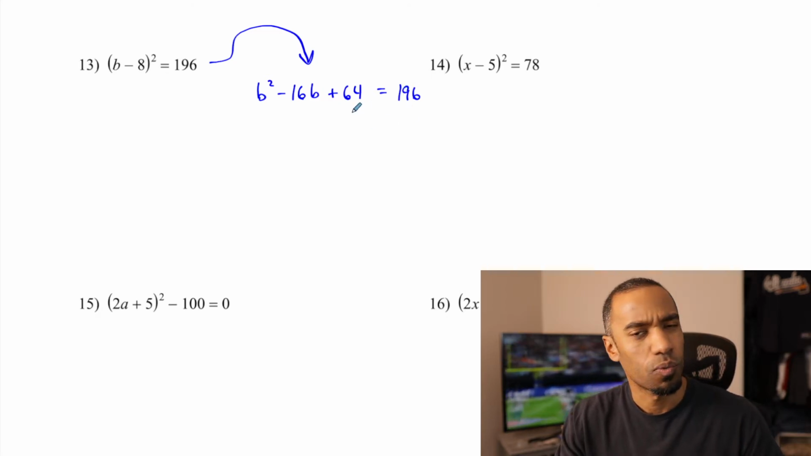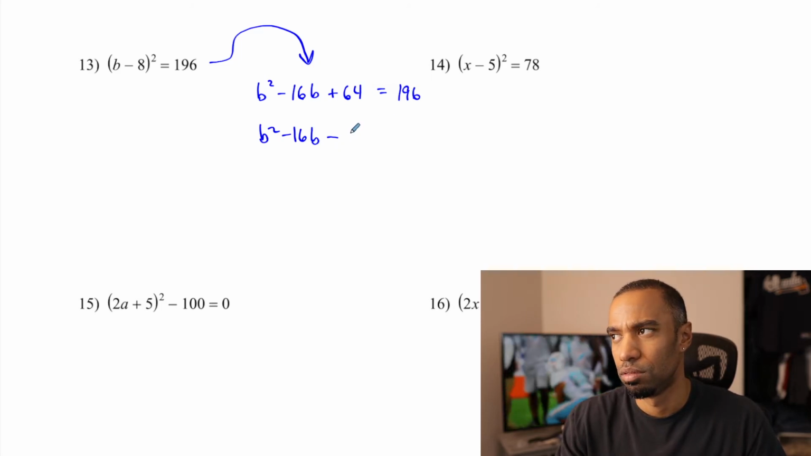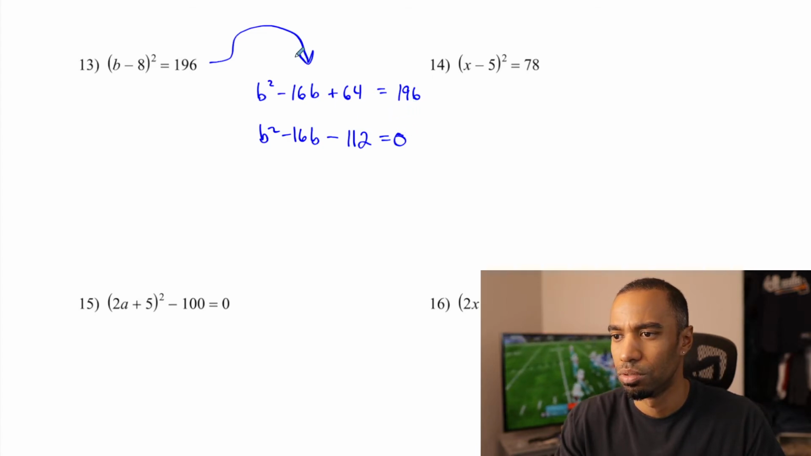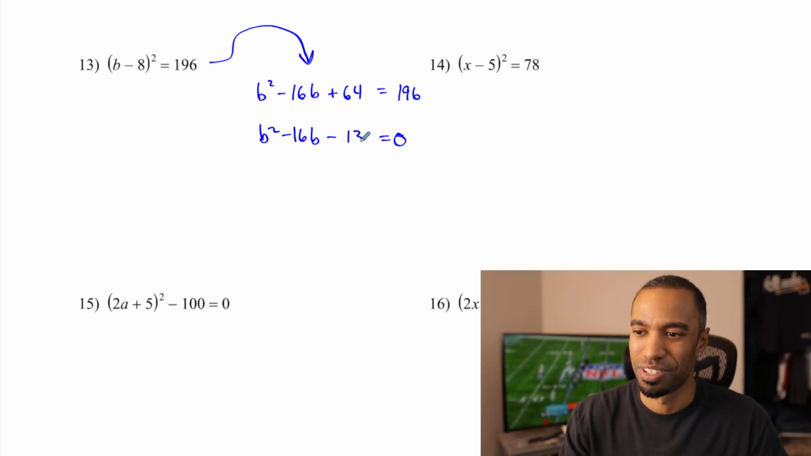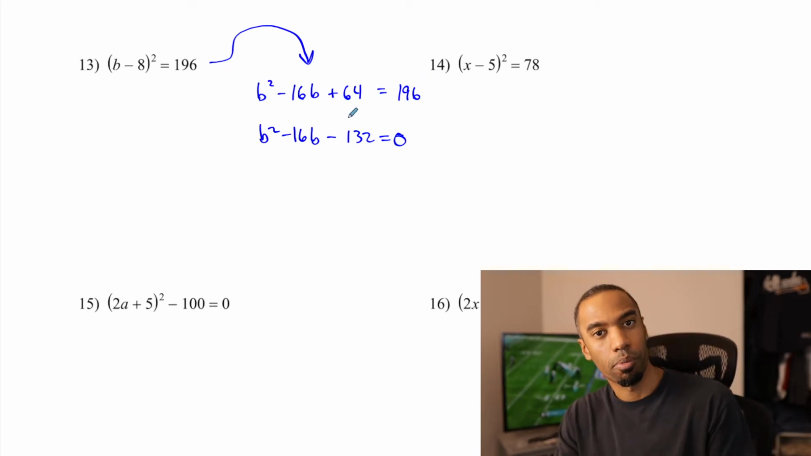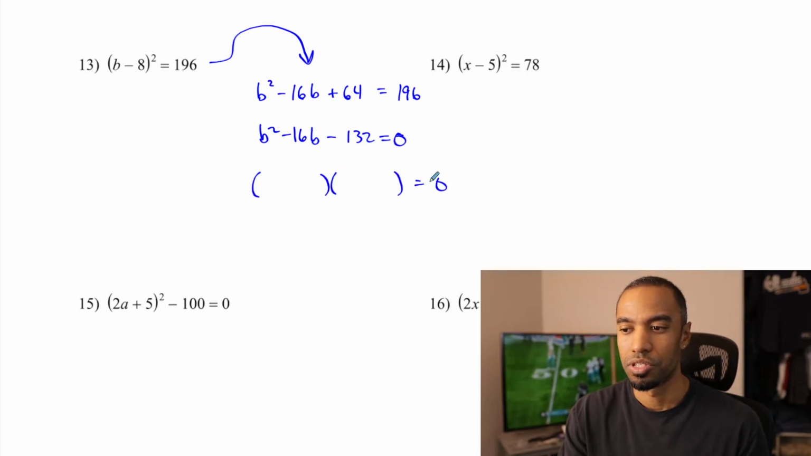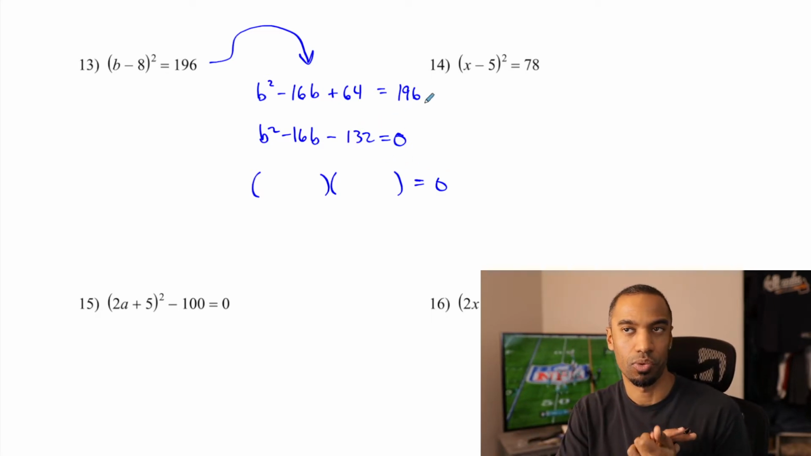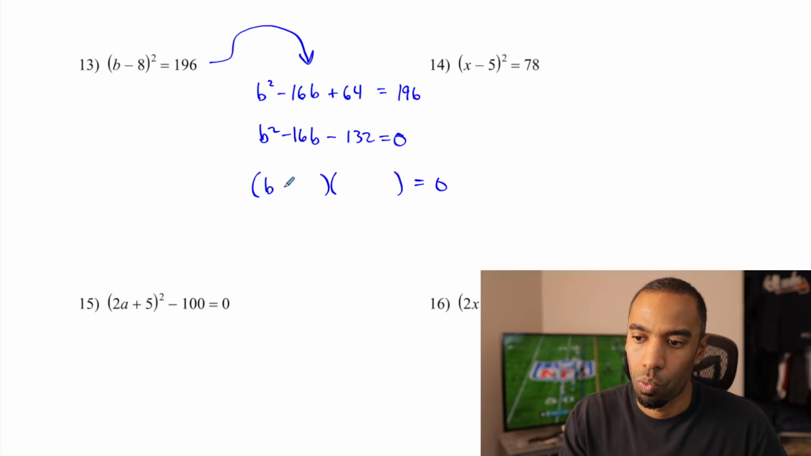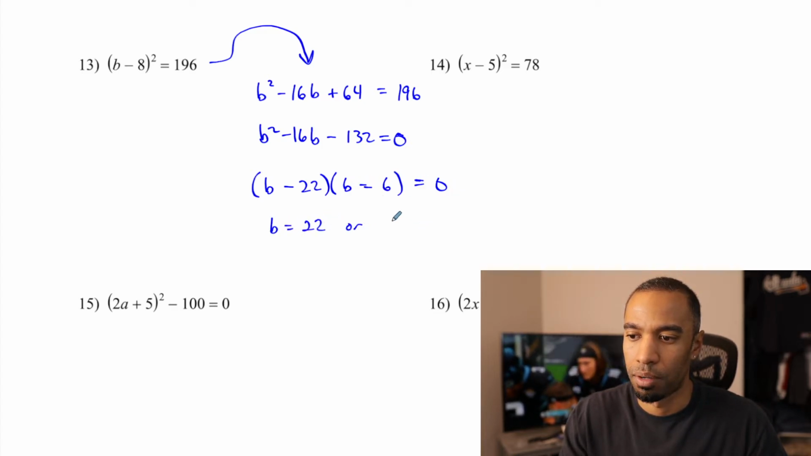Equals 196, and then I subtract 196 over, and I get b squared minus 16b minus 132 equals 0. And then you factor, right? I subtract this over because this is where I would use the zero product property, because this is no longer a product. And if I factor into a product, it's no longer a perfect square product. So this is something I would have done in the past. What two numbers multiply to make negative 132 and add to make negative 16? 22 and 6. And so you get b equals 22 or b equals negative 6.